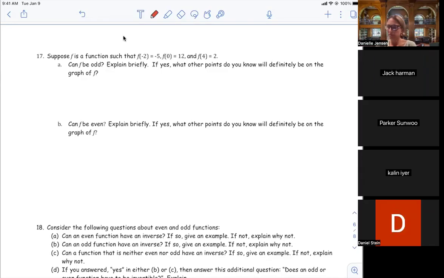No, because it would have to have origin symmetry and it goes through 0, 12. Yeah, in order to have origin symmetry, or some of you know it from last year as rotational symmetry, it has to go through the origin. And that's problematic here. It's not going through the origin. So it's not going to have origin symmetry if it's going through 0, 12. So it definitely can't be odd. Not odd. So definitely no origin symmetry.